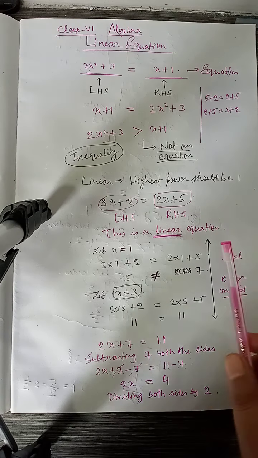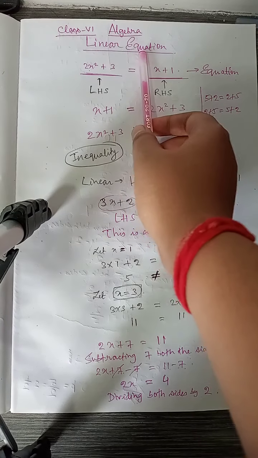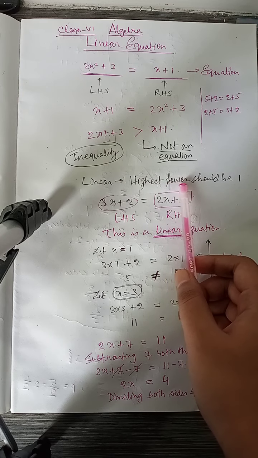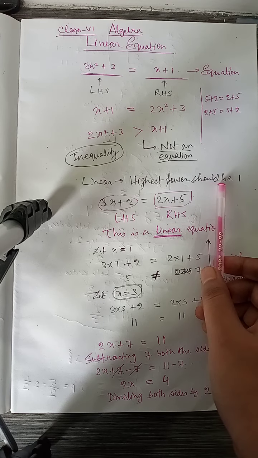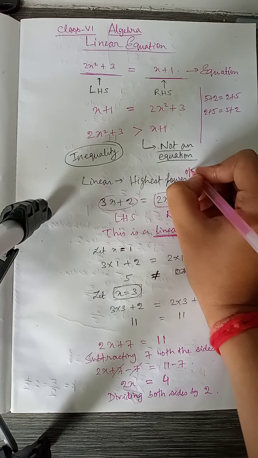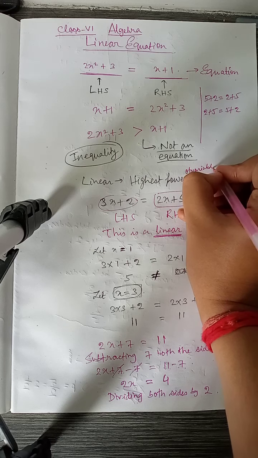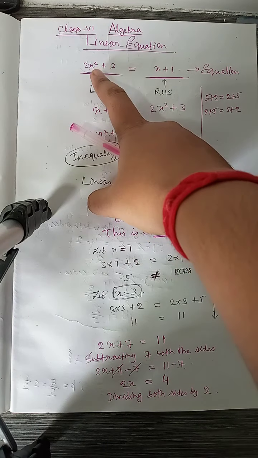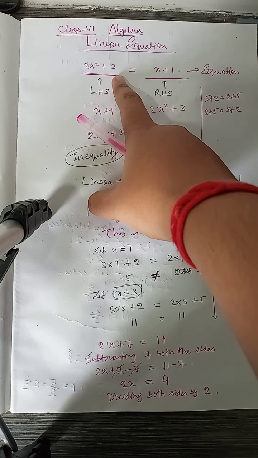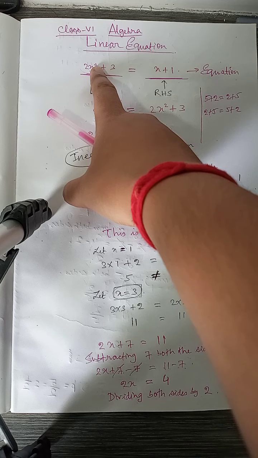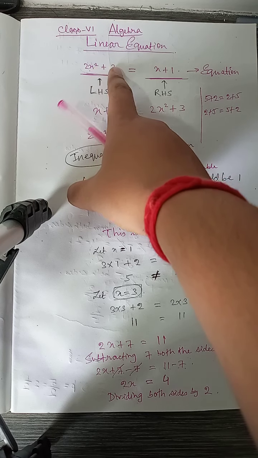Next, what do we mean by a linear equation? An equation in which the highest power of the variable should be 1. So this is an equation, but it is not a linear equation because the highest power of the variable x here is 2. So this is not a linear equation.